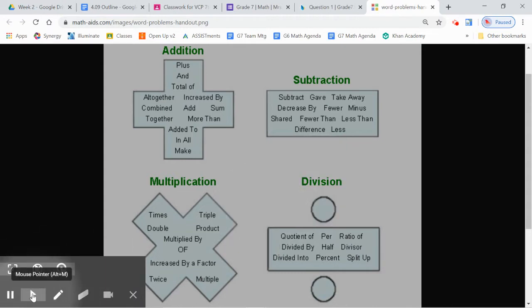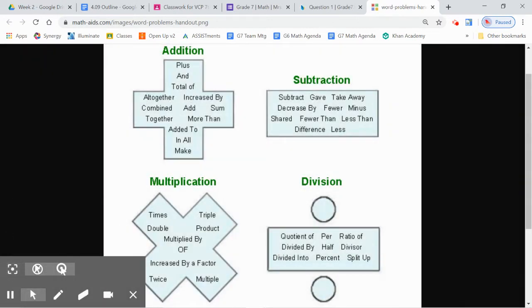Okay, so what I want you to do now is take a look at all of these words, and I want you to write 3 words for every operation. So on your notes, go ahead and write the word addition, and then pick 3 of these to write down. Okay, write the word subtraction, pick 3 to write down. We're not going to write down all of them. Okay, take a moment to do that.